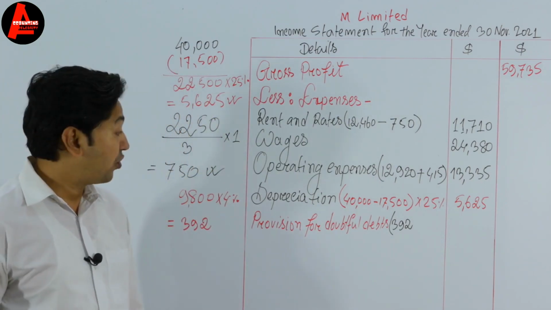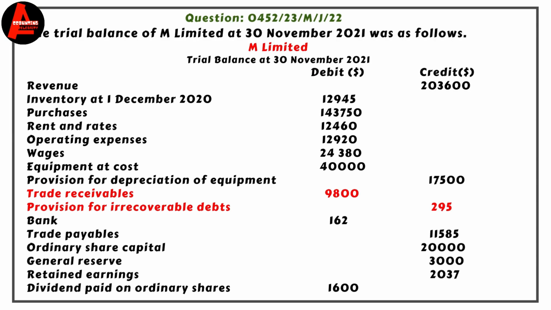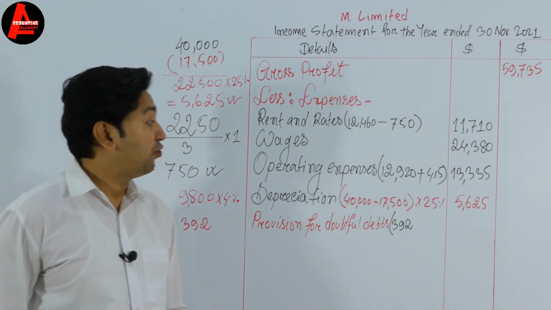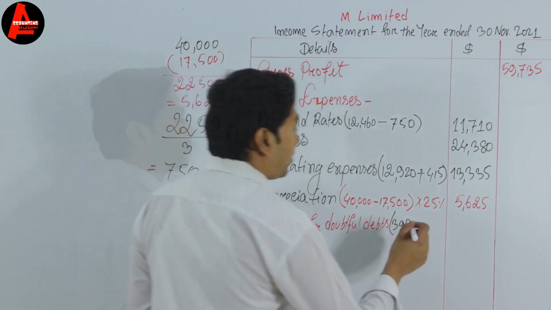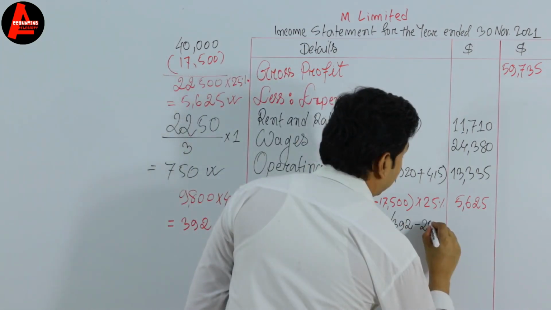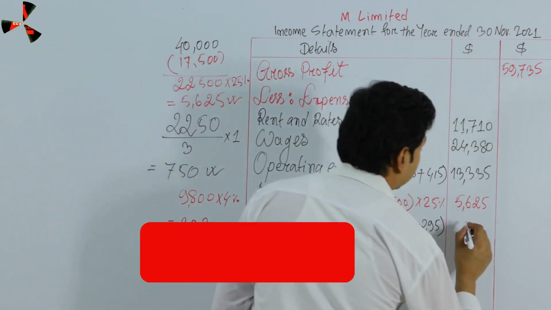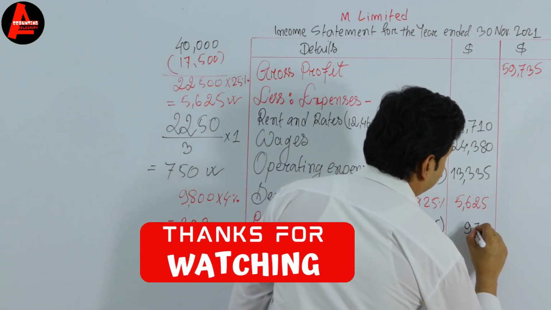Why this amount here? We have one more provision for doubtful debts on the question. Here we see on the trial balance provision for irrecoverable debts. Irrecoverable debts and doubtful debts are the same thing. Here we see $295 on the credit side. So we will subtract this amount, minus 295. If we subtract, we get $97.